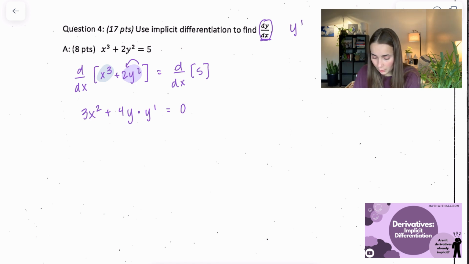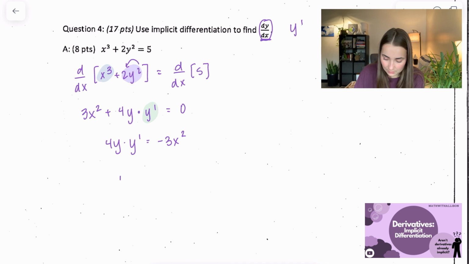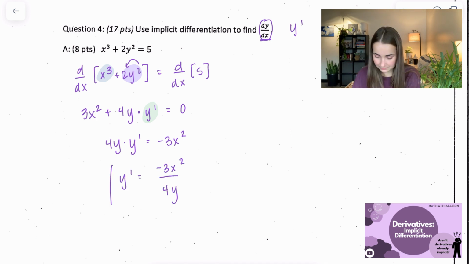So we are trying to go ahead and solve for this y prime. So I want to get this all by itself. I'm going to move over that 3x squared. So I get 4y times y prime is equal to negative 3x squared. And now in order to get y prime by itself, I'll divide both sides by 4y. And that is our solution.